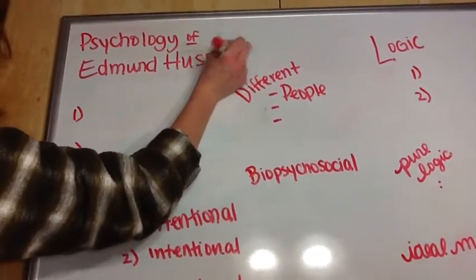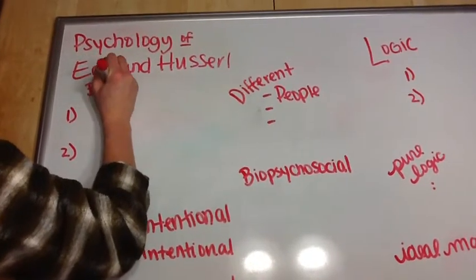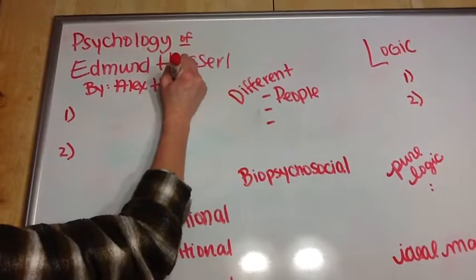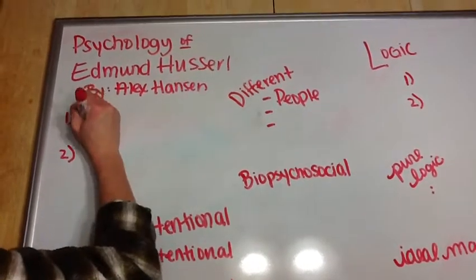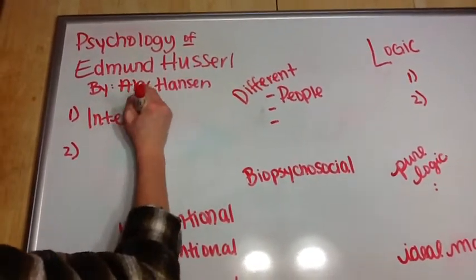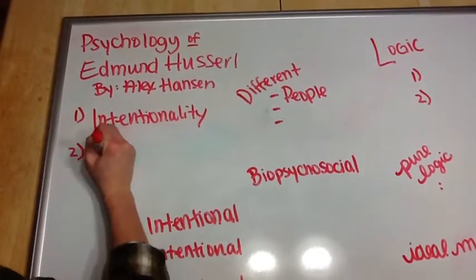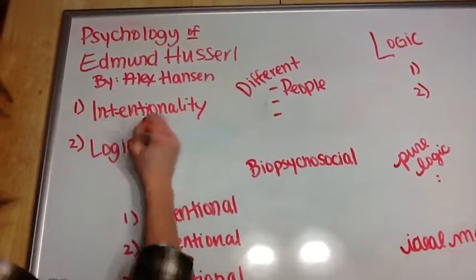In this clip, we will look at these theories through a psychological lens, as they correlate strongly with more recent discoveries. Edmund's two ideas to be discussed today are intentionality and logic. Let's take a look at intentionality first.